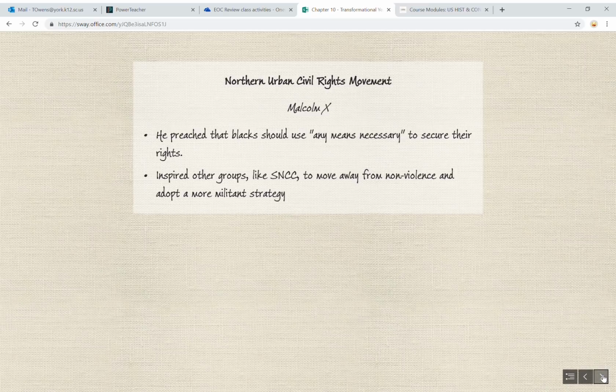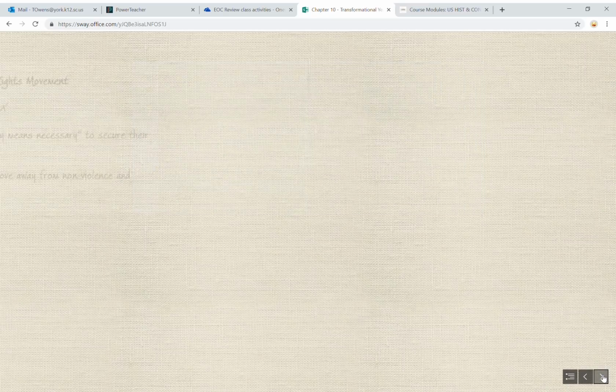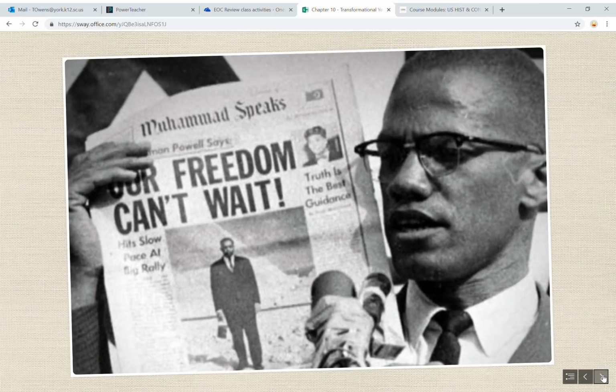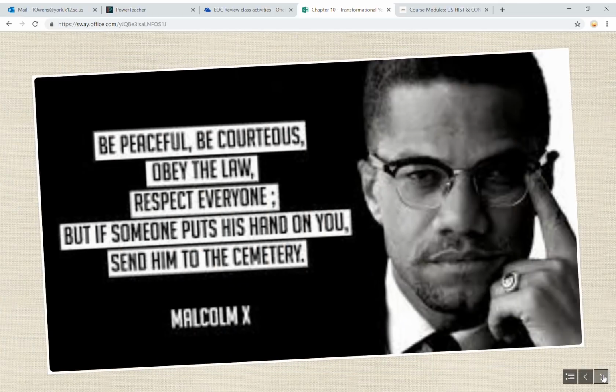Malcolm X is probably one of the best known names of this Northern movement. And he's going to go out there and he's going to tell people that blacks should use any means necessary to secure their rights. Any means necessary is violence. He is not opposed to using violence, and he tells people, our freedom can't wait. One of his quotes: be peaceful, be courteous, obey the law, respect everyone. But if someone puts his hand on you, send him to the cemetery.